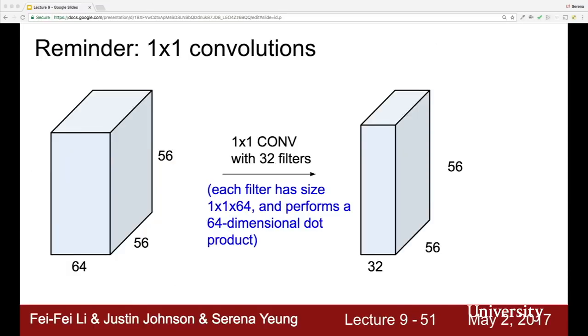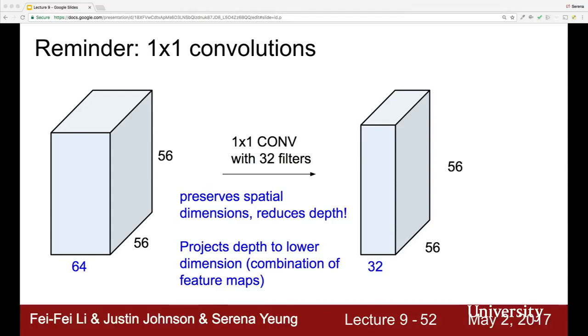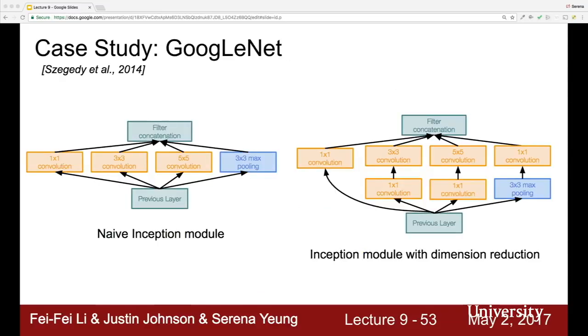As a reminder, a 1 by 1 convolution takes your input volume and performs a dot product at each spatial location. It preserves spatial dimension, but it reduces the depth by projecting your input depth to a lower dimension. It's basically a linear combination of your input feature maps. So the main idea is that it's projecting your depth down, right?